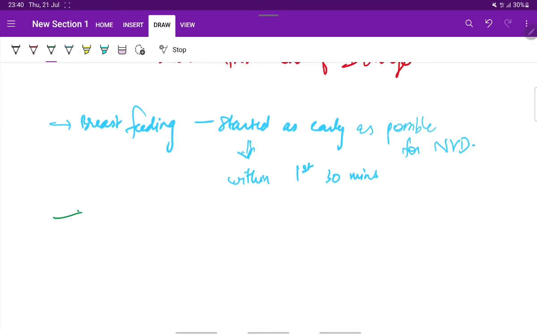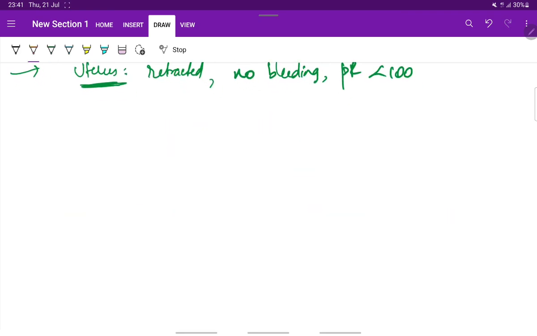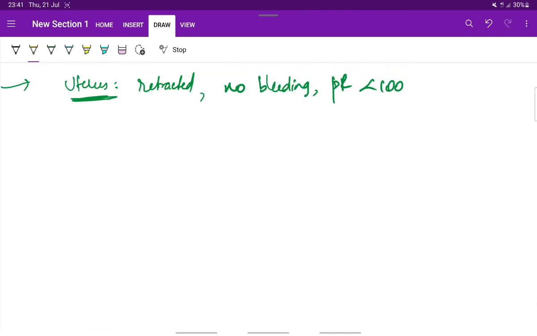Finally, we should confirm that the uterus is well retracted. There should not be any bleeding, and the pulse rate is less than 100 and it is slowing down. All these should be noted before the patient is shifted. So this is how we manage the third stage of labor, which is the most important stage in labor. And the important thing in this is active management of the third stage of labor.